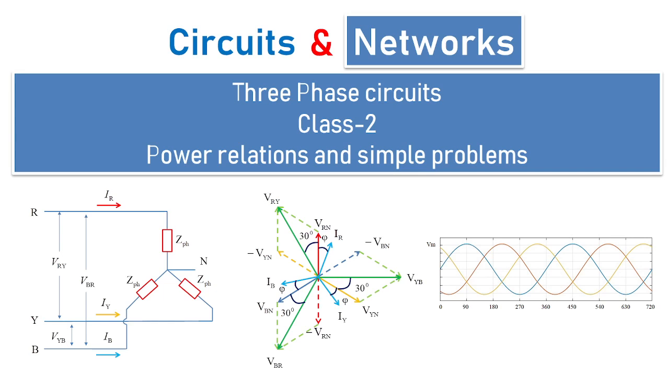In today's class 2 under three-phase system or three-phase circuits, we'll see the power relations, the impedance relations and simple problems involved with three-phase circuits. So in the last class we have seen the delta and star representation in diagram form, in phasor form and the outputs what we got for three-phase circuits. Let us go with the problem.